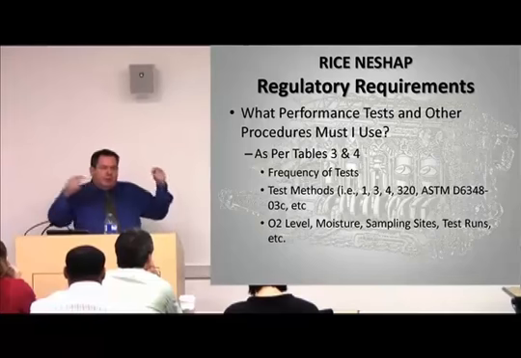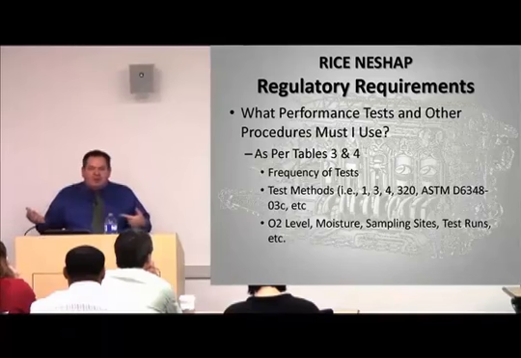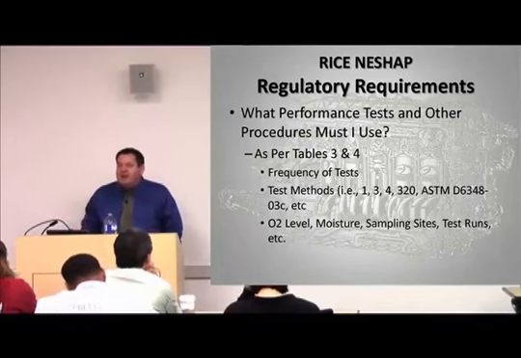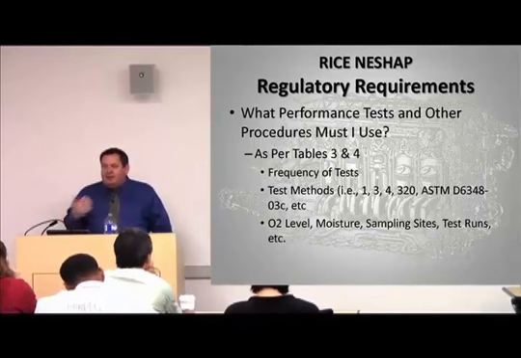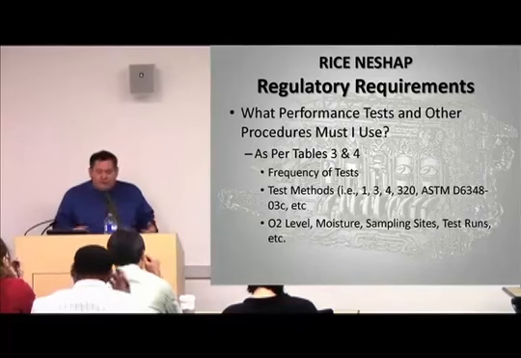Tables 3 and 4 also talk about sampling sites, so where you're actually taking the samples, and traverse points, to make sure no one's sticking a probe in there and picking the cleanest part of the stack and using that as a representative sample of what the emissions are. There's a lot of specifics inside there. I highly recommend that you have a discussion with whoever's doing your source test to make sure they've read the tables and they're going to satisfy all the needs of the regulation.